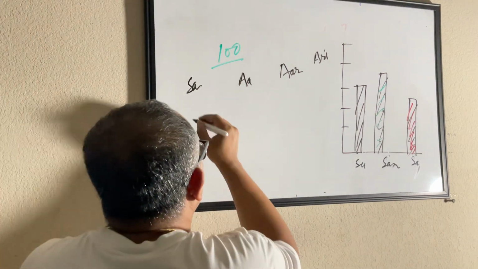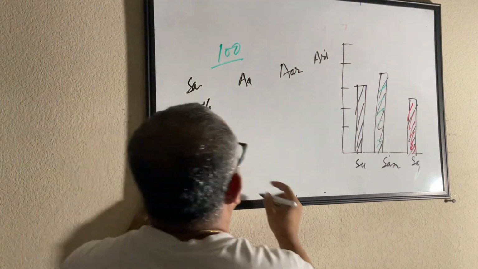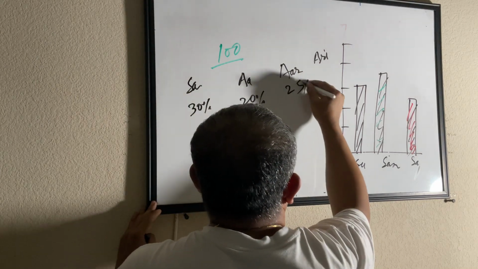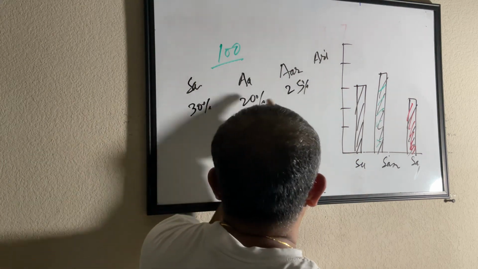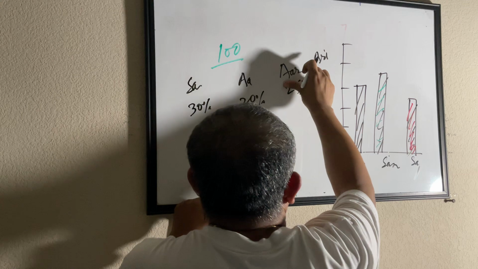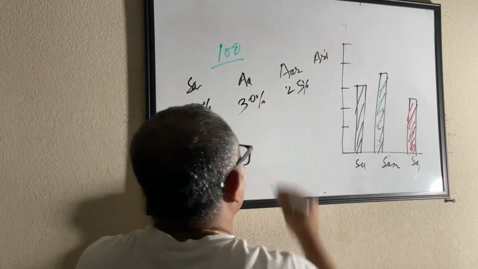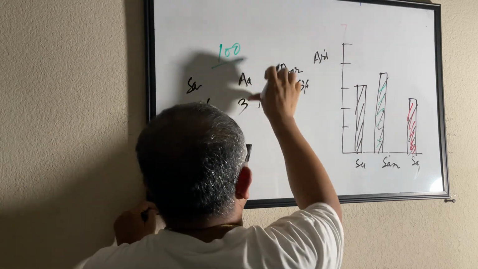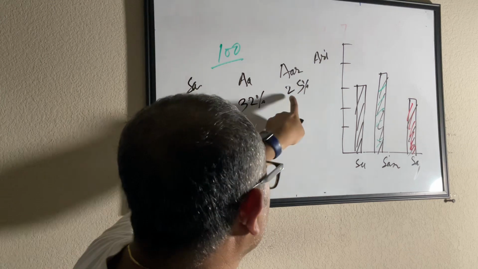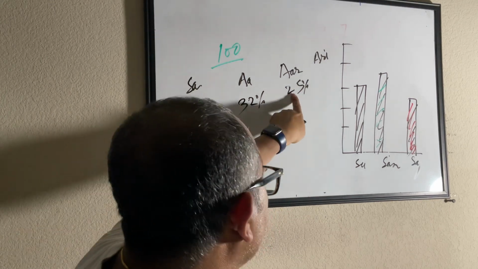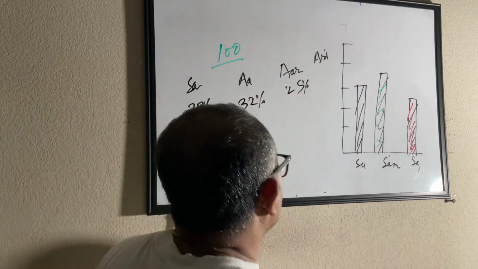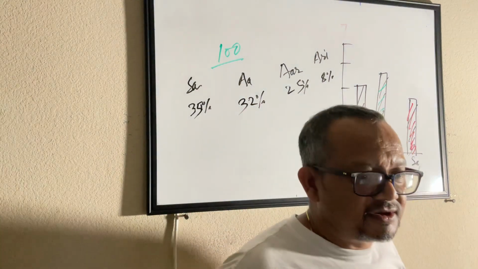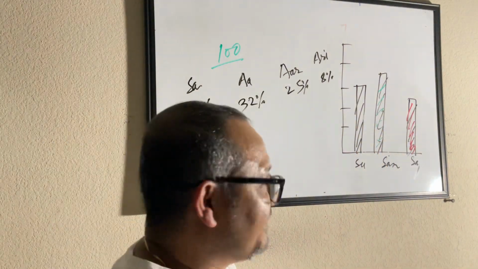I said 30% to Sami, 20% to Aryahi, 25% to Arab. 30 plus 20 is 50, plus 25 is 75. Let me make it, I'm giving a little more to Aryahi now. Make it 35 and make it 32, and 25. 35 plus 32 is 67, plus 25 is 92. So Arihan, sorry, I gave you only 8%. So this is what I gave.